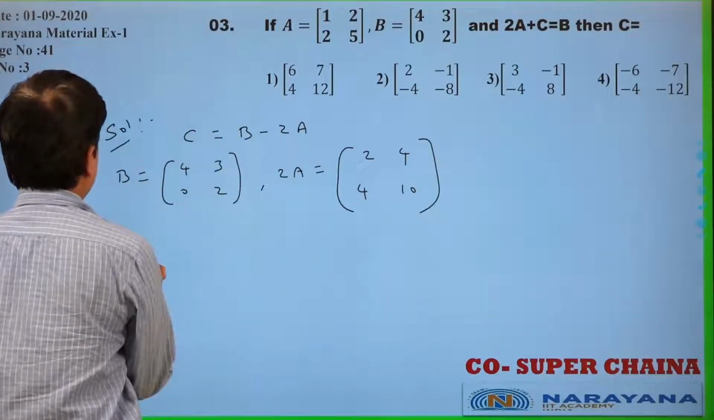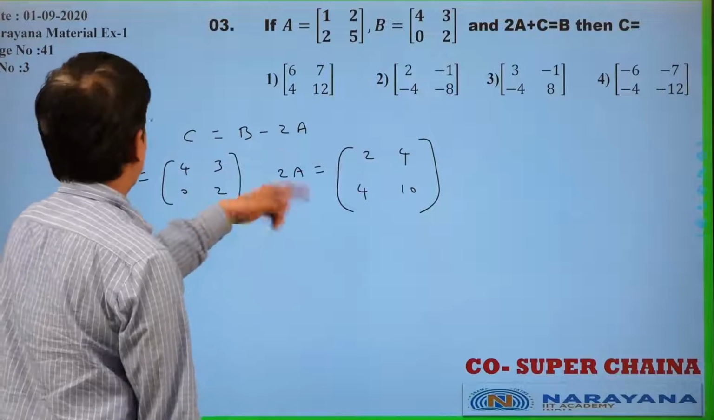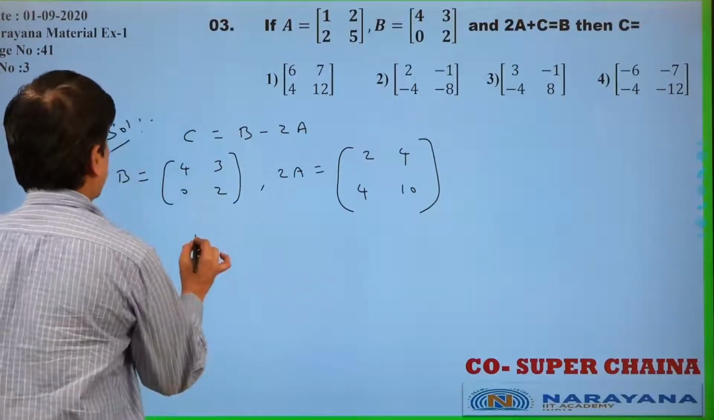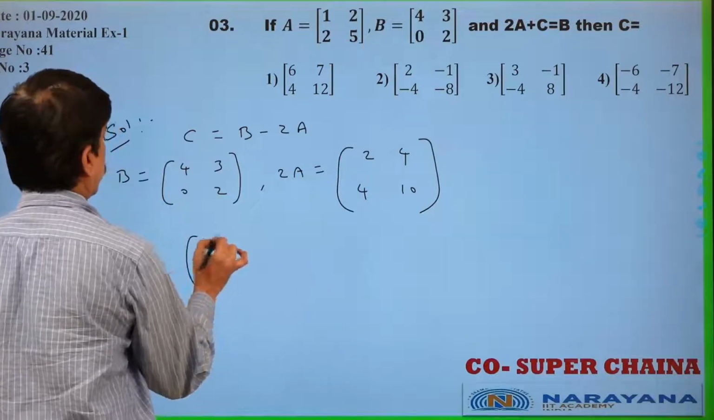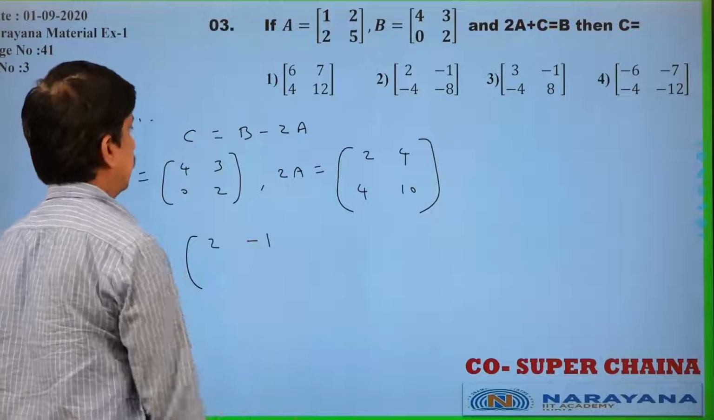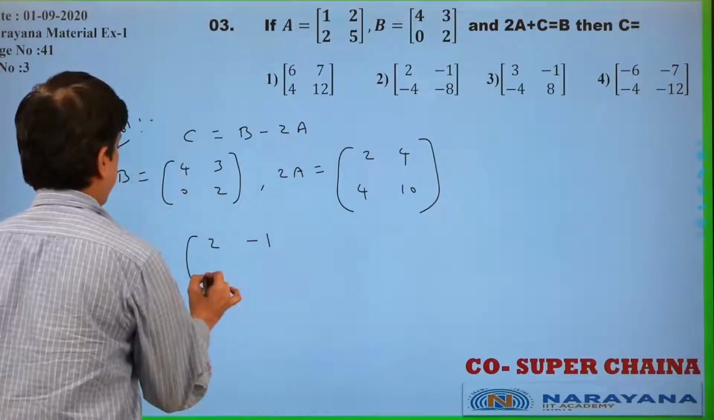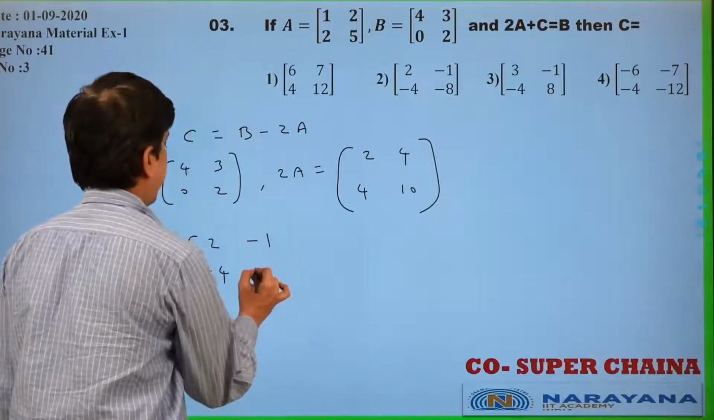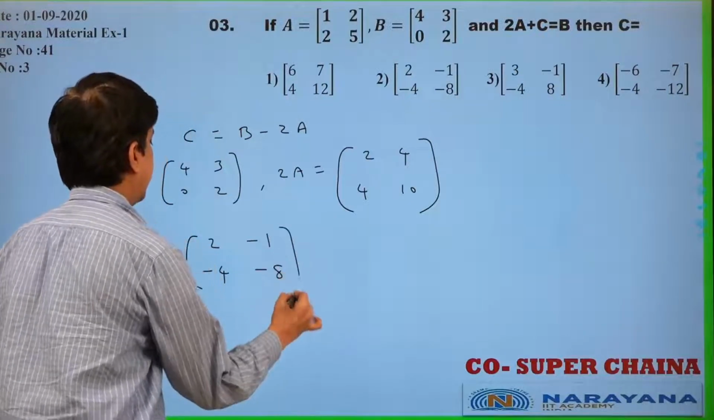Now C is equal to what? B minus 2A. Here you have B and 2A. 4 minus 2, that is 2. 3 minus 4, minus 1. 0 minus 4, minus 4. 2 minus 10, minus 8 you will get. Is it clear or not?